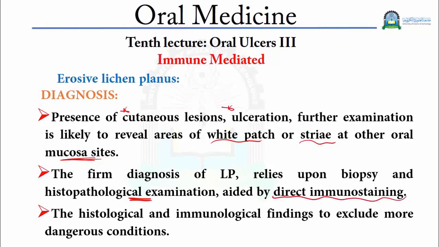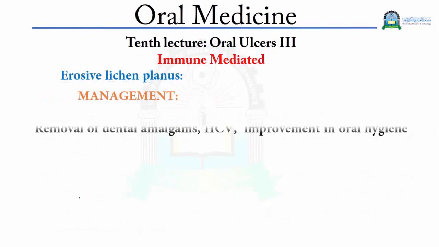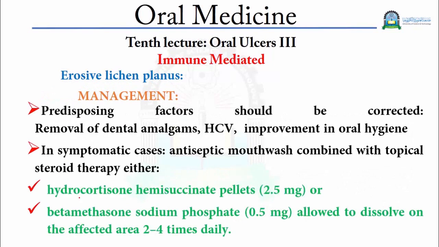So you need to take a biopsy from the erosive lesions and send it to the histopathologist to reveal if there are any histopathological changes or immune infiltration. The histopathological and immunological findings also exclude more dangerous conditions, and the management depends on the correction of the predisposing factors. The causes of the lichen planus should be stopped, removal of dental amalgams if it is related to the lesion, and the improvement of oral hygiene of the patient.